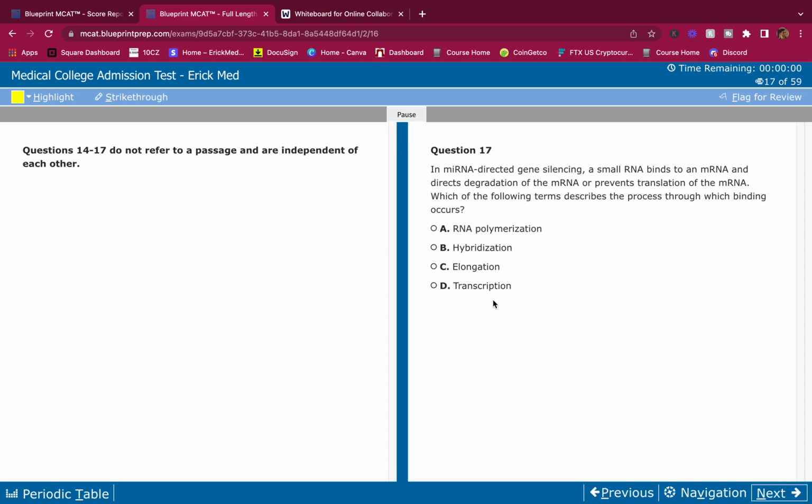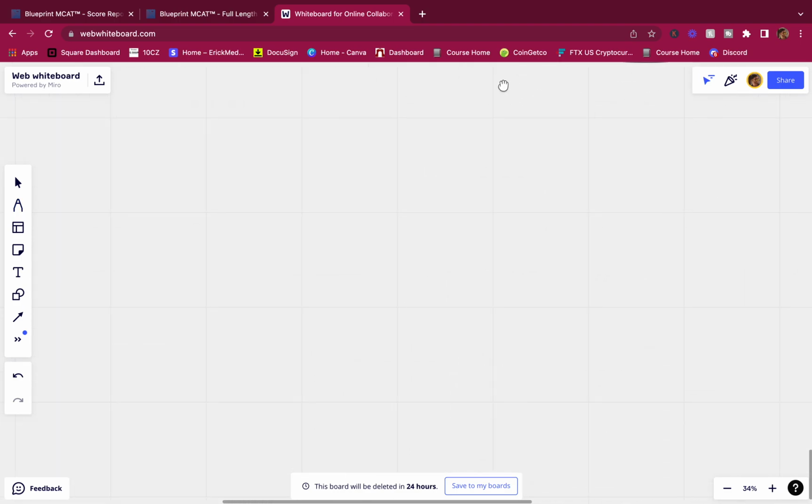Okay, let's keep going. In miRNA directed gene silencing, a small RNA binds to an mRNA and directs degradation of the mRNA or prevents translation of the mRNA. Cool, I knew this already. That's from my content review. You should know what miRNA is. Which of the following terms describes the process through which binding occurs? Hybridization. I knew that right away. You've seen it in many different scenarios.